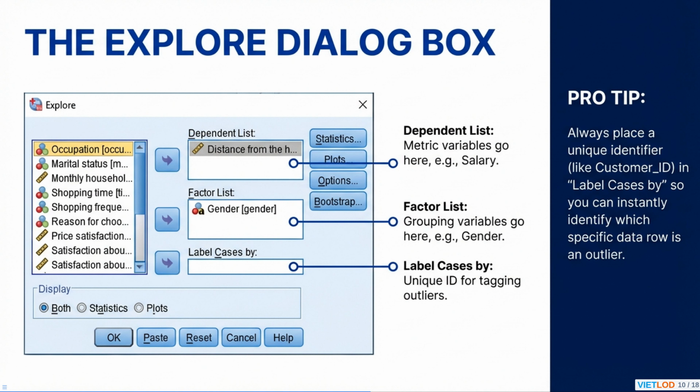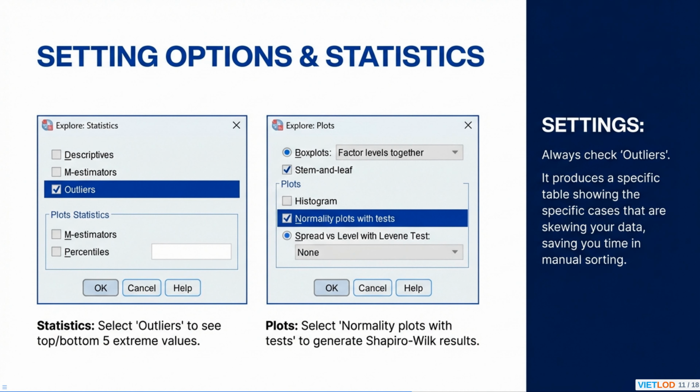A critical pro tip on this slide highlights the Label Cases By box. It's highly recommended to place a unique identifier variable here, such as customer ID or employee ID. This allows SPSS to instantly identify the specific data row of any outlier it detects in your analysis, making investigation much more efficient. After setting up these variables, our next step is to specify which statistics and plots we want SPSS to generate.